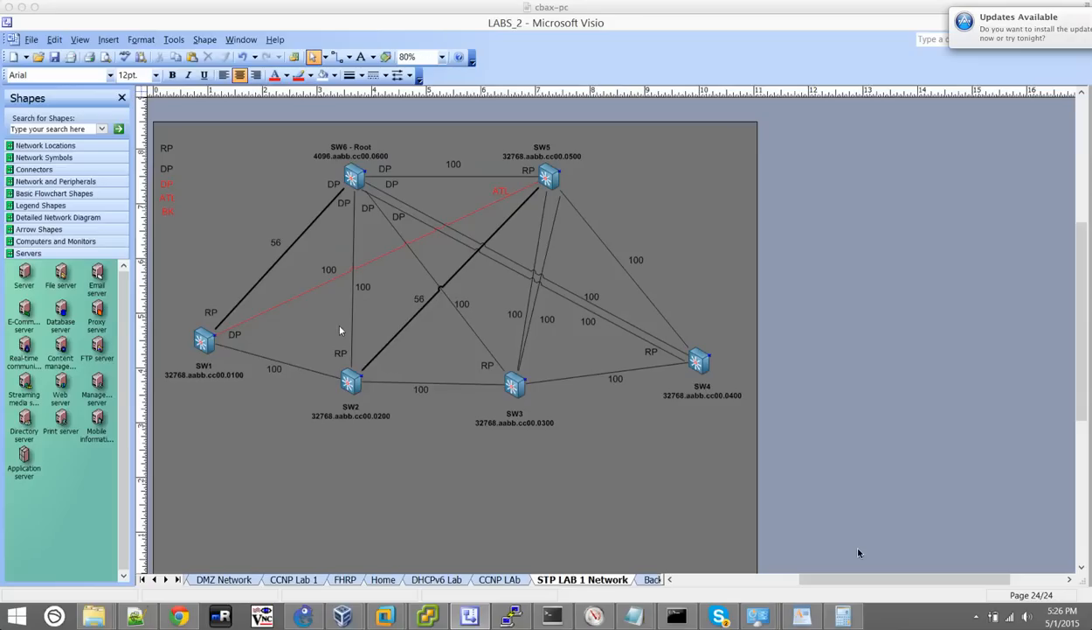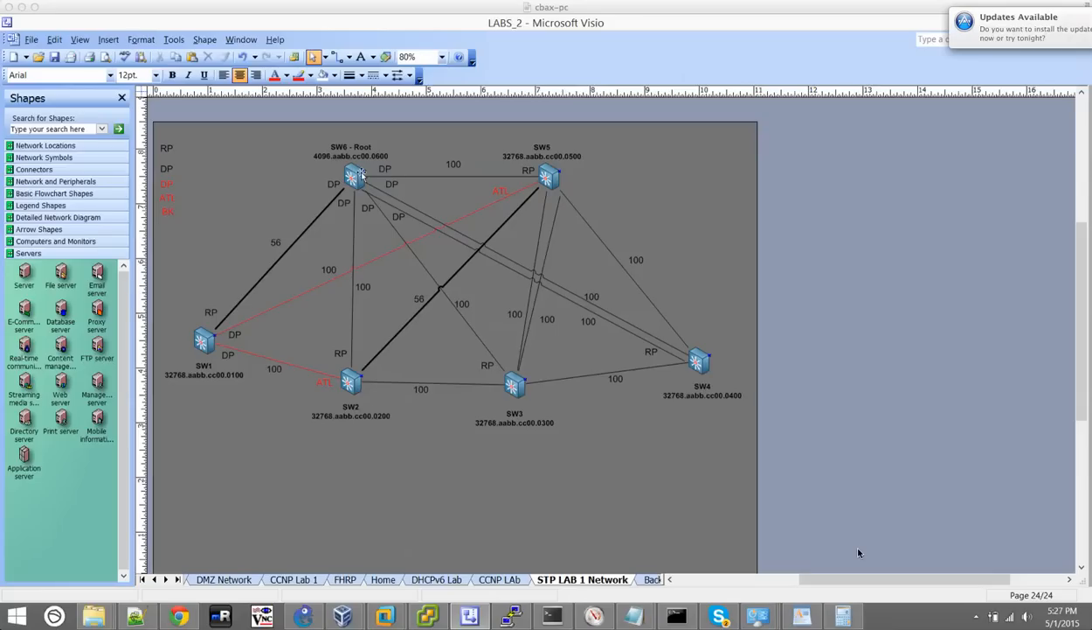Now, going to the segment between switch 1 and switch 2, we look at the advertised cost. His is 56. His cost is 100. So we already know he's going to get the designated port, and the other shall get the alternate and will be blocking. So we got that blocking. Perfecto.